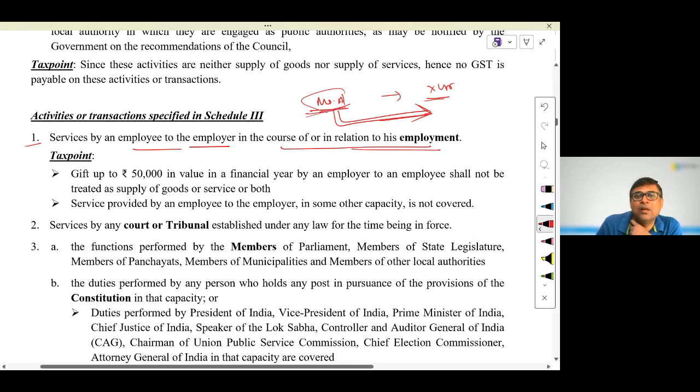Since you are a salaried person in employment, these transactions are not treated as supply at all. Hence, the question of GST does not arise in the case of Mr. A. However, if X Limited gives certain gifts to him worth more than 50,000 in a particular financial year, then the gift shall be treated as supply. The salary should not be treated as supply. If the value of the gift is within 50,000 per year, then it is not treated as supply at all.